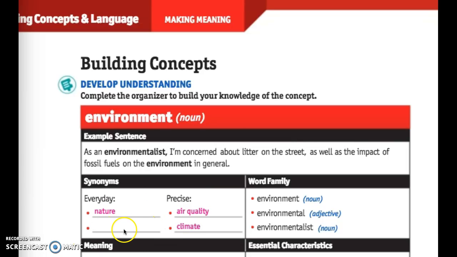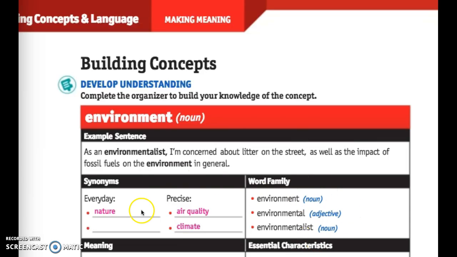So after you've written that down, let's go over here to the word family. The word family are different forms of the word environment. So first off, we have the word environment. So repeat it after me. Environment. Environment. Environmental. Environmental. Environmentalist. Environmentalist.